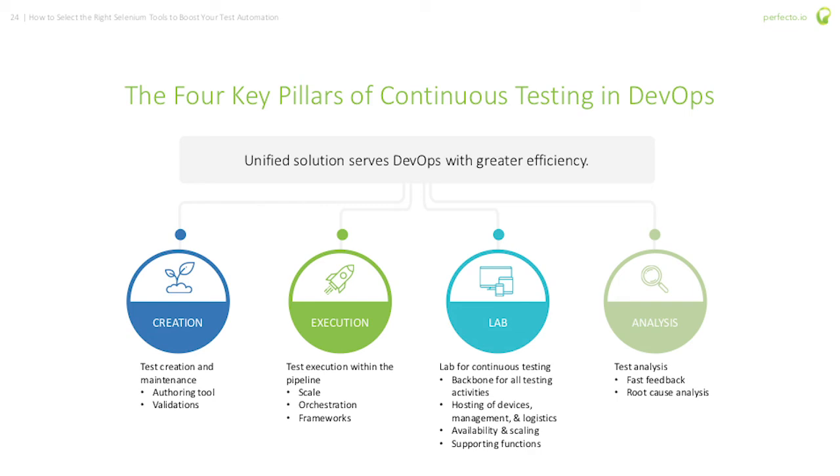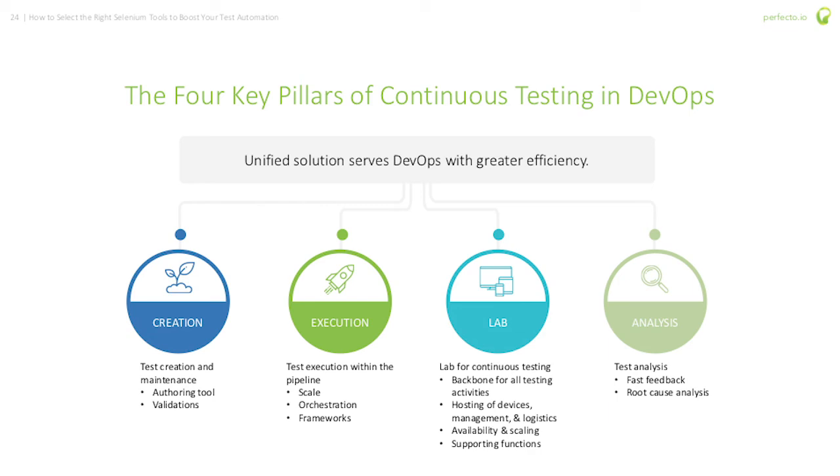Finally, it's the fourth pillar, which is the analysis. The ability to get fast feedback with root cause analysis, like I've shown you in the previous demos, allows you to move faster, get value from your test automation, get value from your entire investment in software development. So that's the fourth pillar of success, if you like.